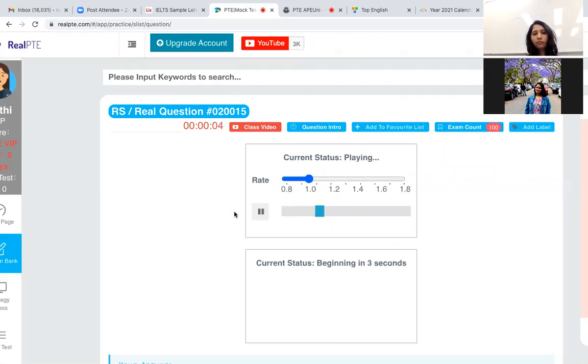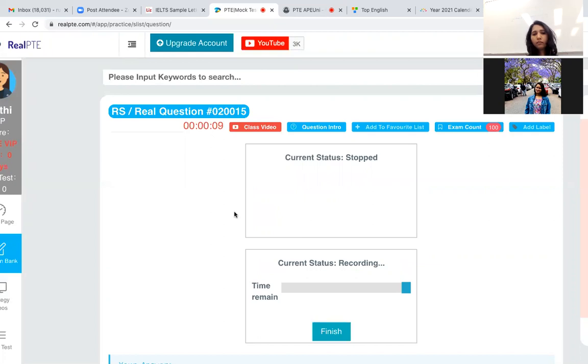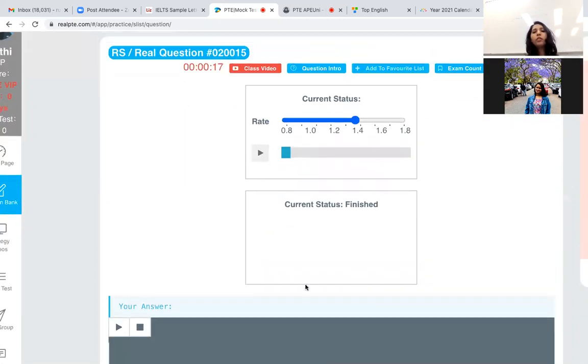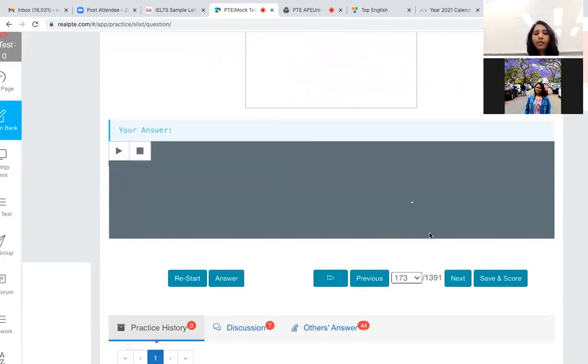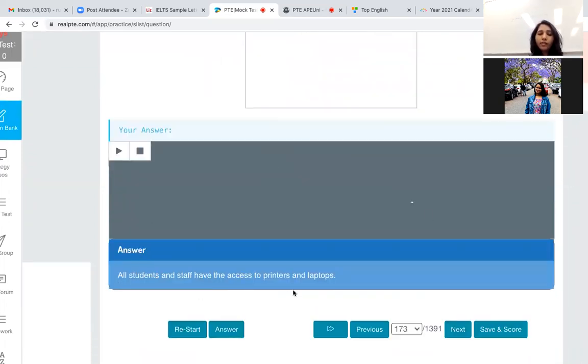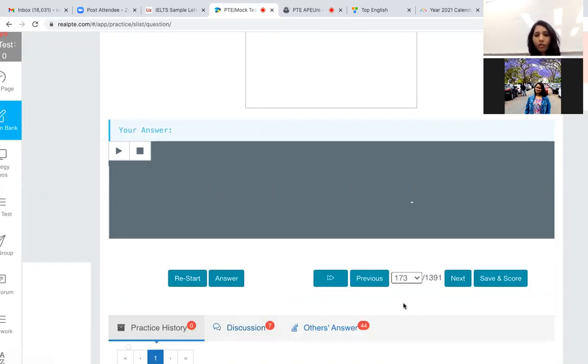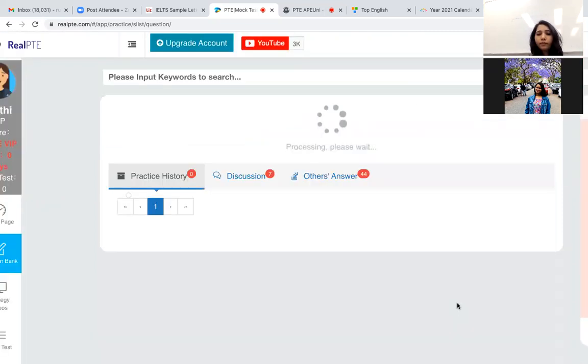All students and staff have the access to printers and laptops. All students and staff has access to printers and laptops. Good. So ready for the next one? Yep. So all students and staff have the access to printers and laptops. That's 100% content. Good job. Okay.